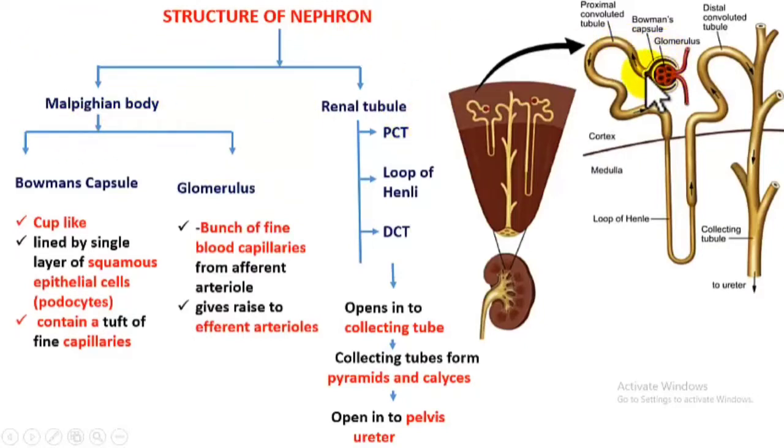Renal tubule is this tubular portion until this point, and in the renal tubule we have three regions. They are PCT, meaning proximal convoluted tubule, then loop of Henle, this one. This loop is loop of Henle. Then DCT is this region. Understood, students? So there are three regions.